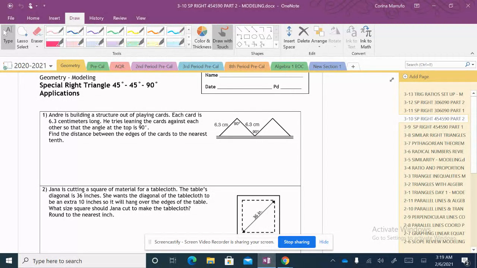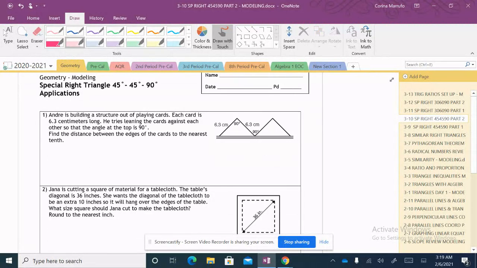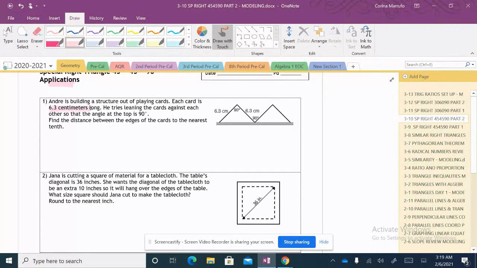They already made a picture for us here showing how he's 6.3 centimeters long, there you go. And so they already show us a picture of what that looks like. So he stacks the cards, and all of these are 6.3 centimeters long. He tries leaning the cards against each other so that the angle at the top is 90 degrees.